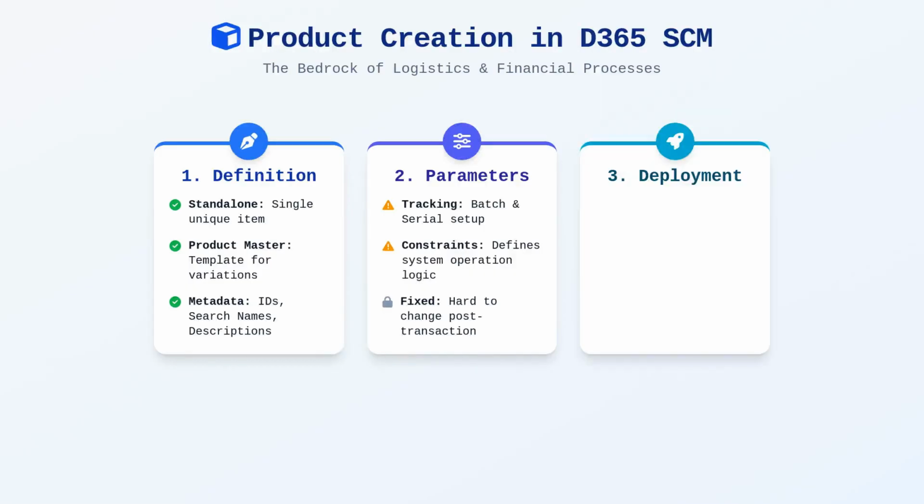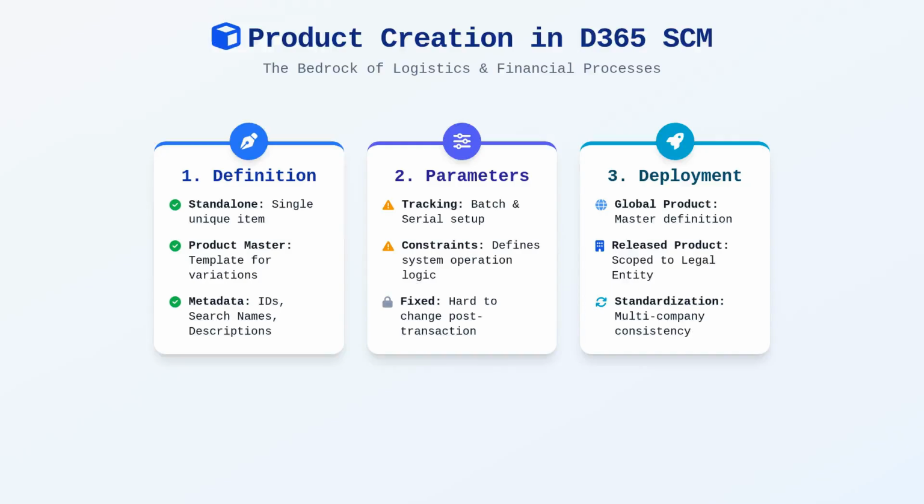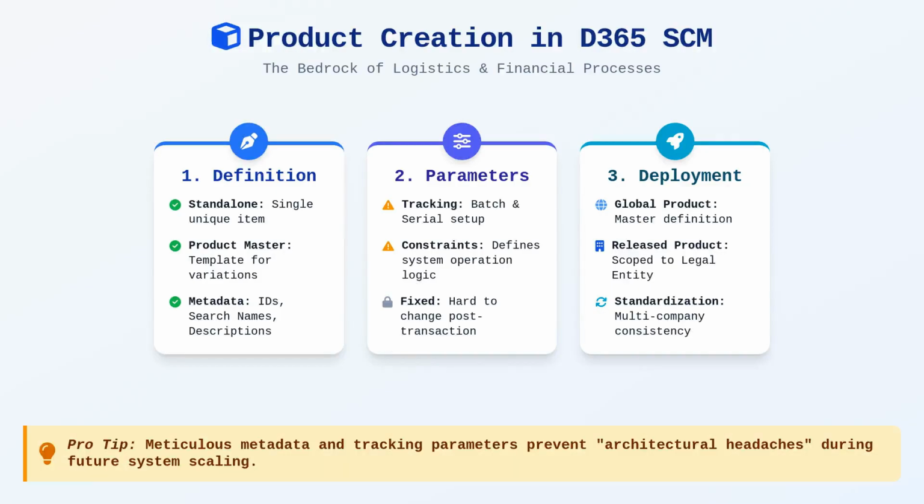The distinction between a product and a released product is crucial here, as the former exists at the global level, while the latter is scoped to specific legal entities. By maintaining a clean global product definition and strictly managing the release process, you ensure consistent master data standards across complex, multi-company environments.